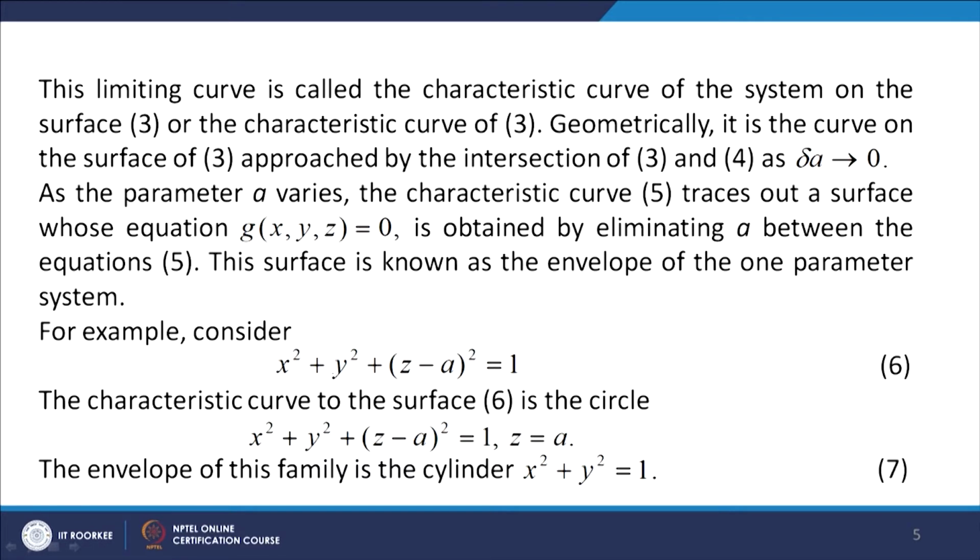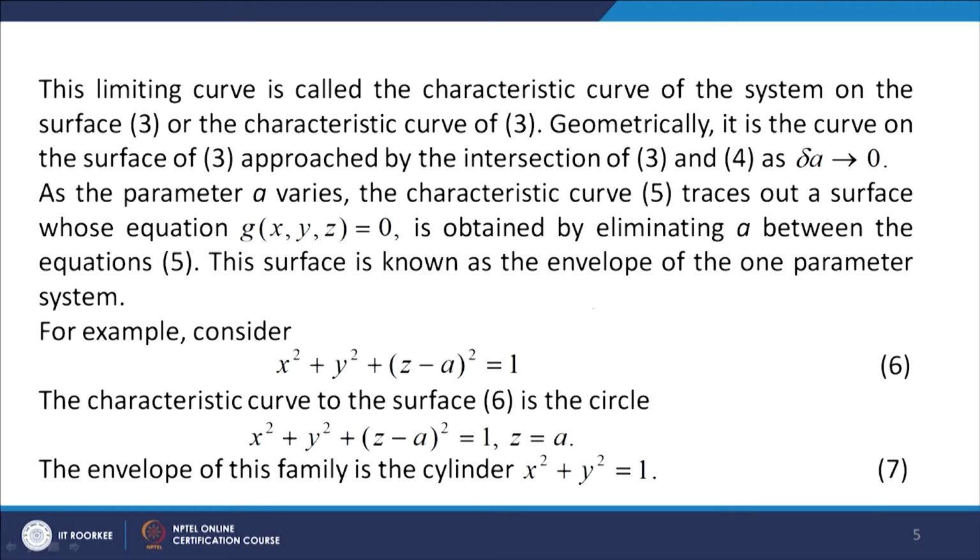For example, let us consider x square plus y square plus (z minus a) whole square equal to 1. The characteristic curve to the surface 6 is the circle x square plus y square plus (z minus a) whole square equal to 1, z equal to a. Let us see how we get this.